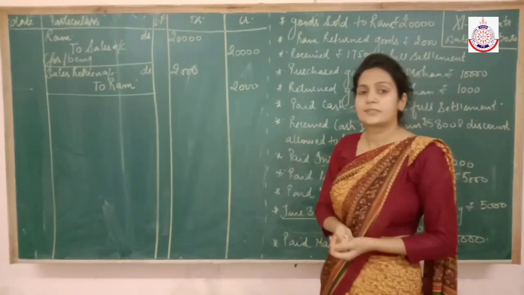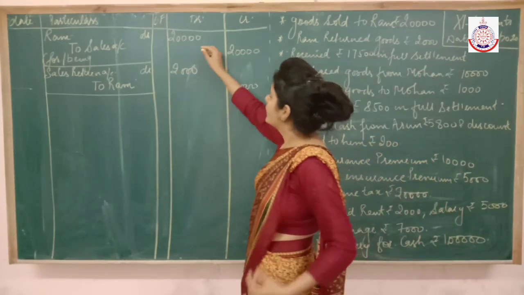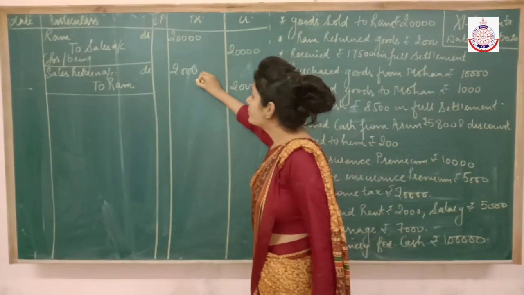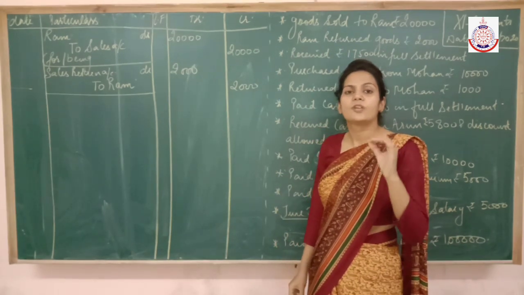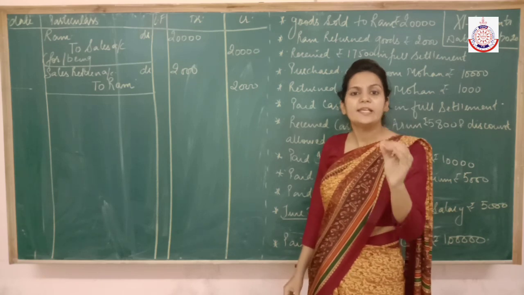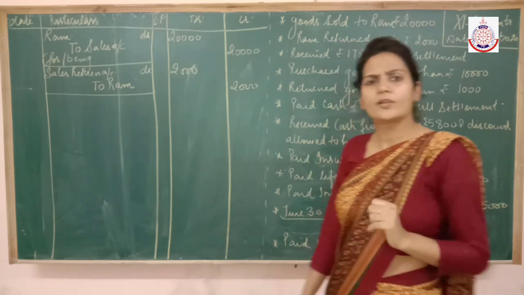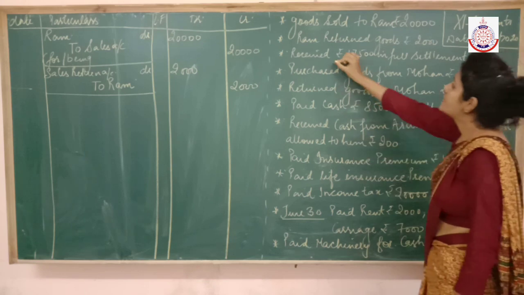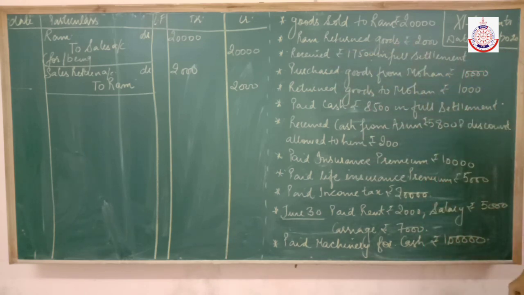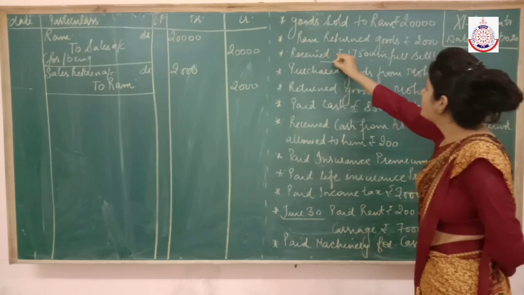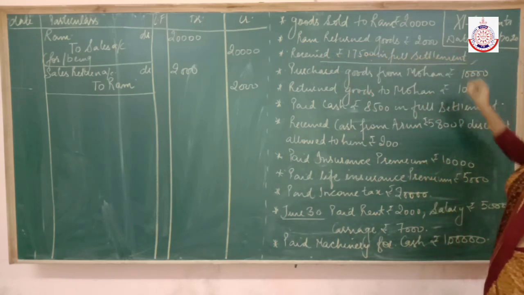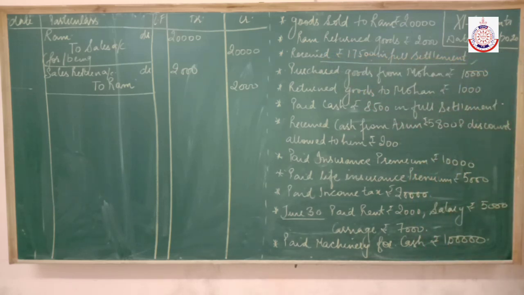So similarly in this case, you have sold goods of rupees 20,000 to Ram. Ram returned goods of rupees 2,000 to you. It means Ram is going to give you only and only rupees 18,000. But now what is mentioned in the question is that you received 17,500 in full settlement. Instead of getting rupees 18,000 from Ram, you received only rupees 17,500 from him.